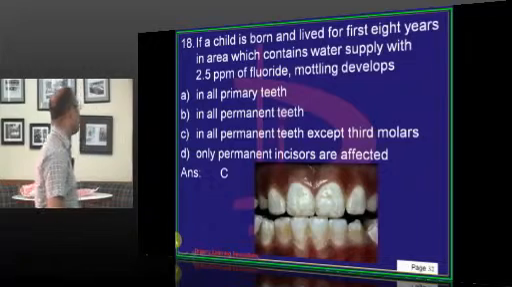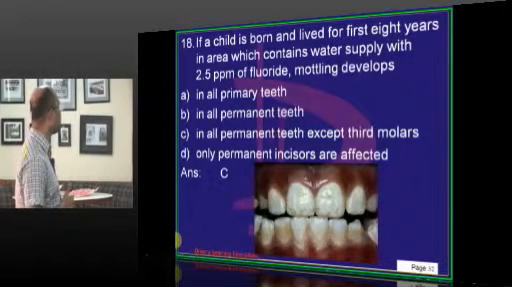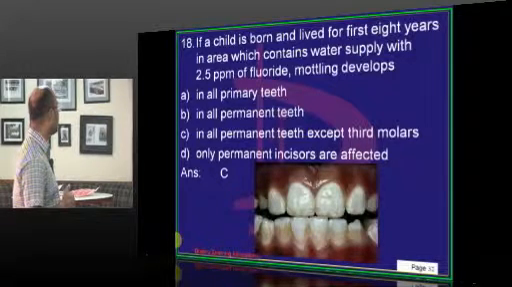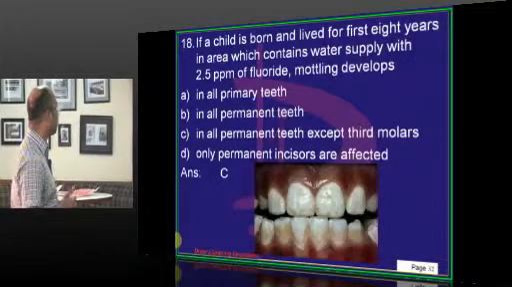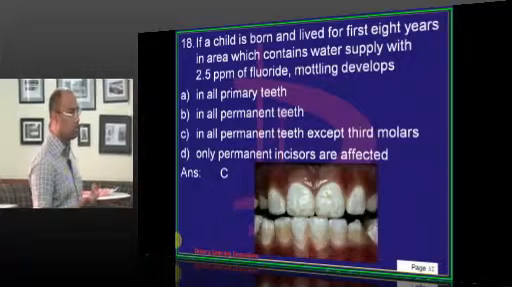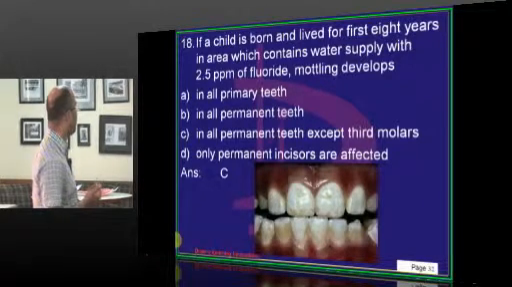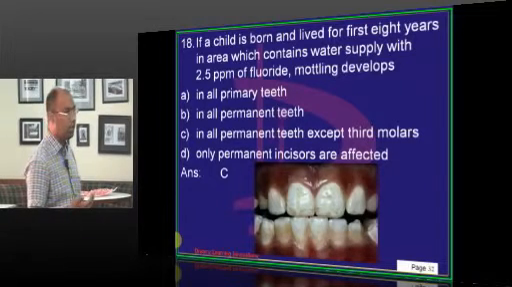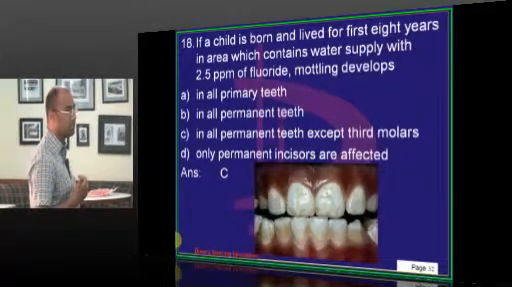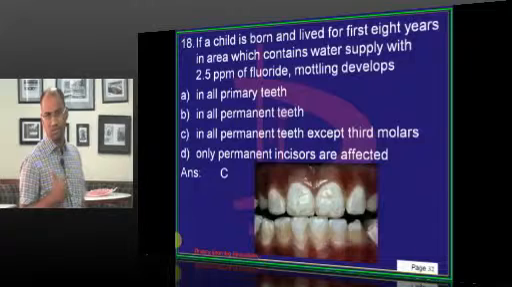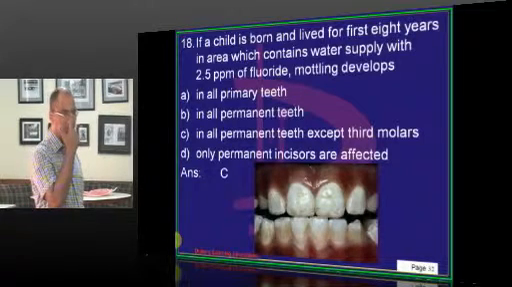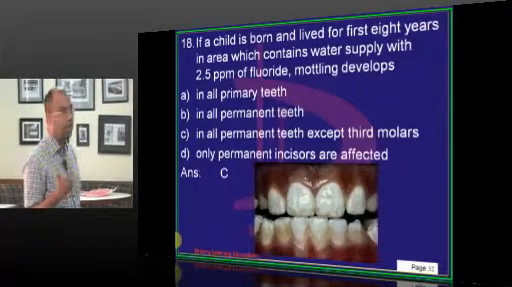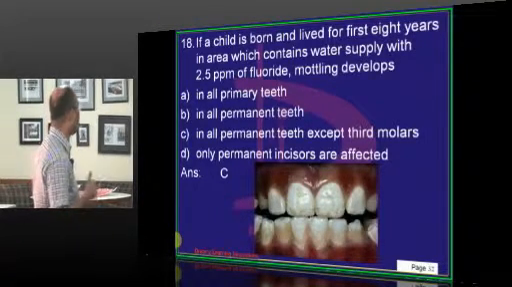A child is born and lives for the first 8 years in an area which contains water supply with 2.5 parts per million of fluoride, mottling develops. Now this is an indirect question where it says, if a child is in a region of fluoride water till the age of 8 years, what all teeth are affected? So till 8 years, which all teeth are calcified? So you have to think retrospectively. Till 8 years of age, which all teeth are calcified?